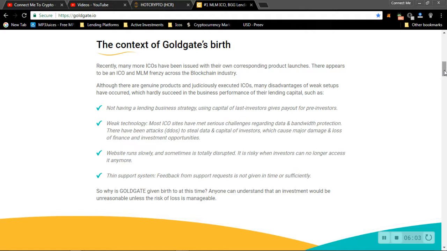And the support system, I mean, you have a better chance of picking one of the stars out of the sky. You'll fly before you actually get a decent response in a timely manner from any of these lending platforms and any of the websites.